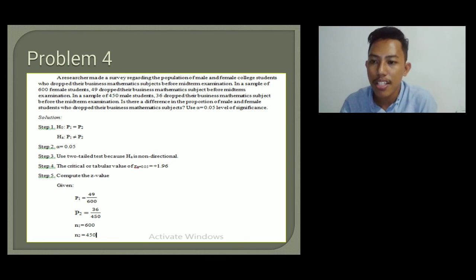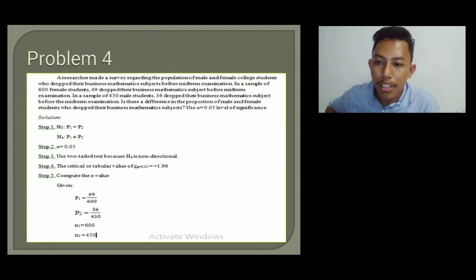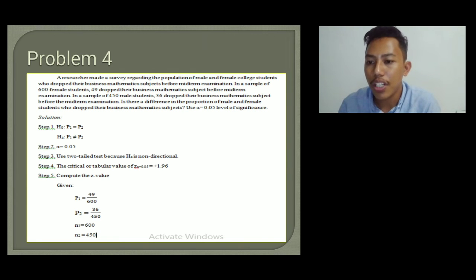So our solution is, first, our null hypothesis is p sub 1 is equal to p sub 2, and our alternative hypothesis is p sub 1 is not equal to p sub 2. Our level of significance is 0.05. Then step 3, we will use a two-tailed test because the alternative hypothesis is non-directional. Step 4, the critical or tabular value of z at 0.05 is equal to 1.96.